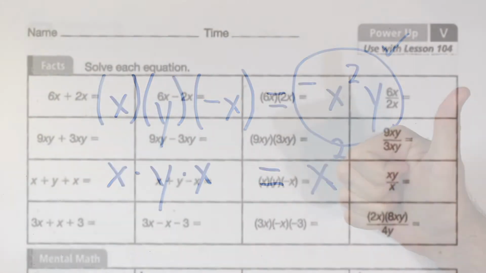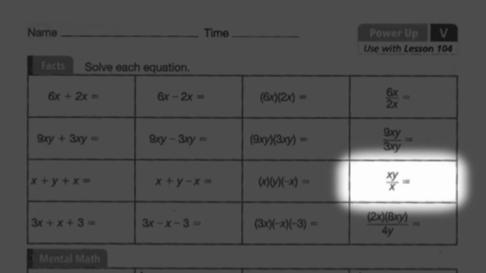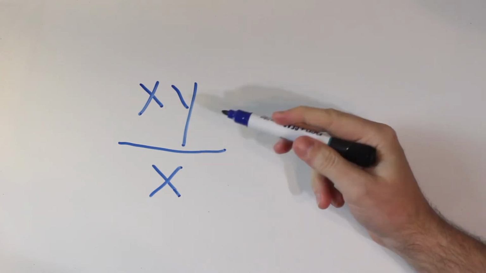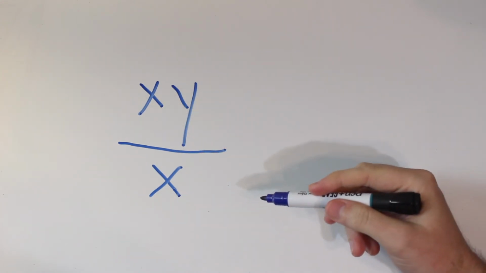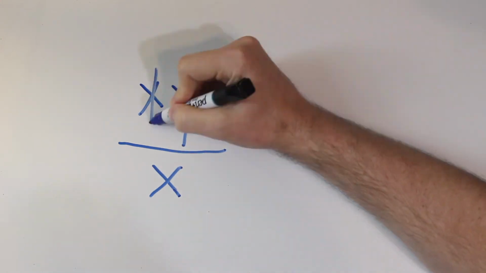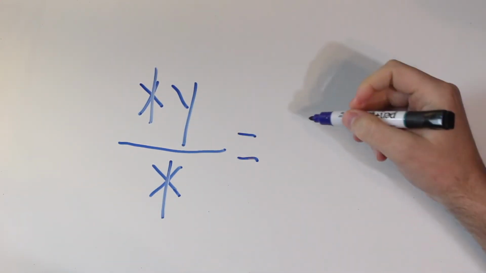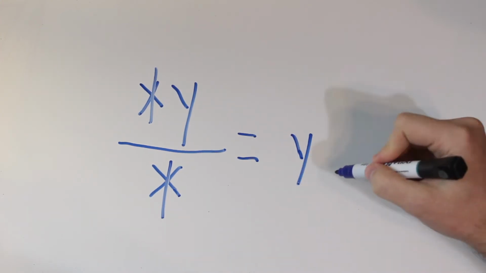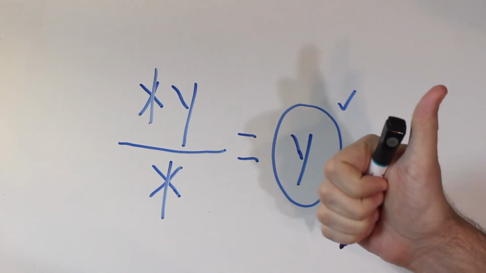Now, on to division. x times y over x. Hopefully you remember that, to solve this kind of problem, we can cancel. The x on top and the x on bottom cancel each other out. We're left with just the one y on top. So our answer is y. Way to go!